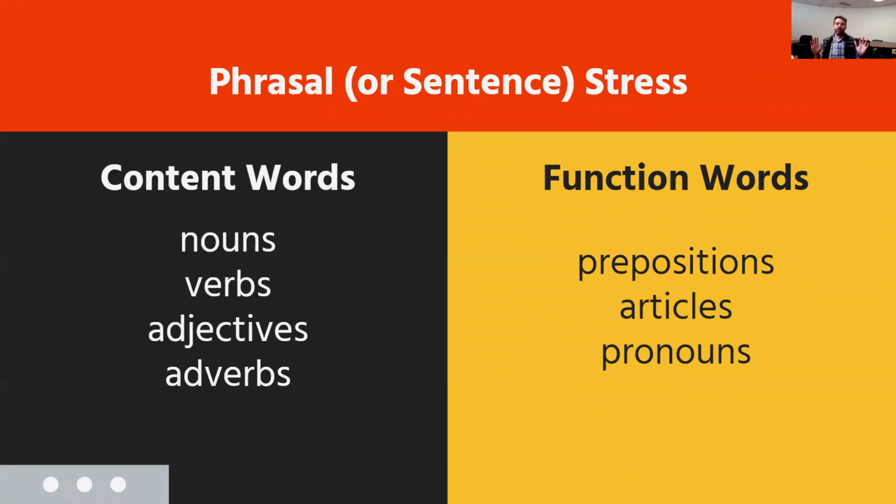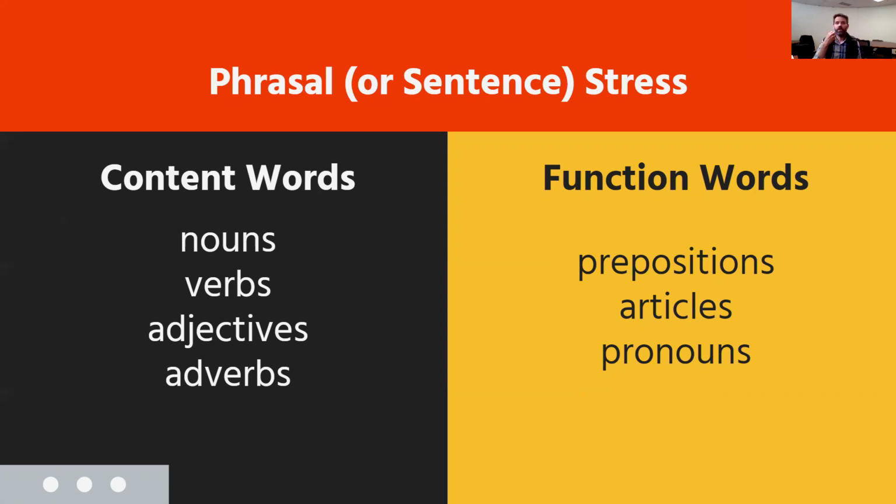So here's maybe the best way to predict phrasal or sentence stress. And to do this, we need to understand the difference between two main categories of words. We have content words and we have function words. Now, content words are the primary meaning words in English, our nouns, our verbs, adjectives, and adverbs. Function words have a more grammatical purpose. They work more to tell relationships between words. They don't carry as much meaning. We have things like prepositions, articles, pronouns, auxiliary verbs, like modals, other kinds of things. And so they're not as much meaning.